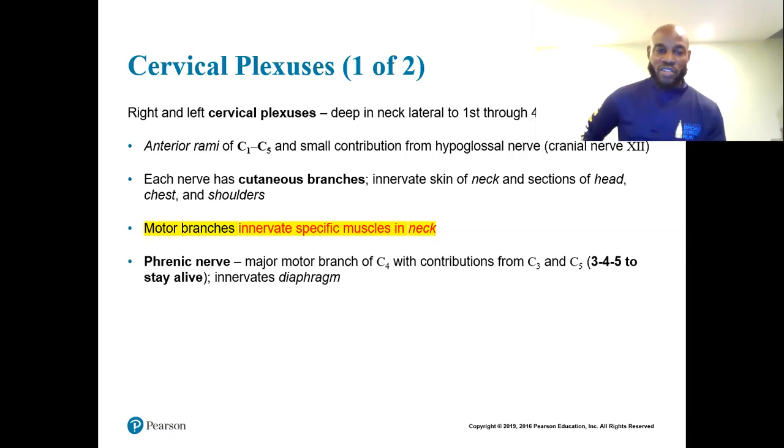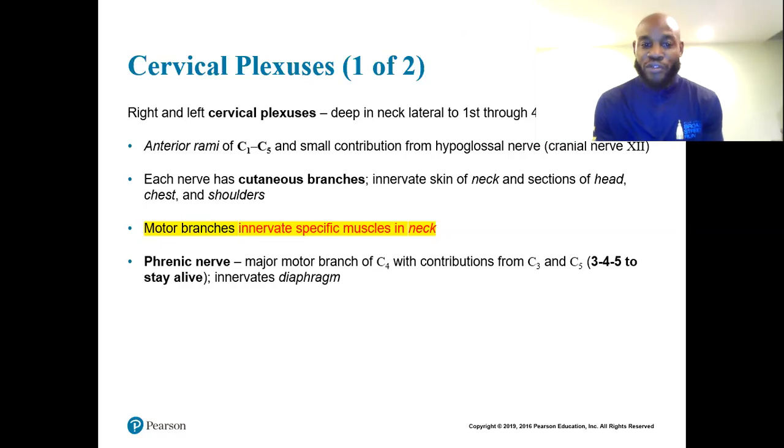So a plexus is a complicated network of nerves. This complicated network of nerves that comes from the cervical spine innervates the skin of the head, neck, chest, and shoulders, right? And then it has motor branches that innervate specific muscles in the neck, right? It makes sense. Your cervical spine controls motion in your neck.